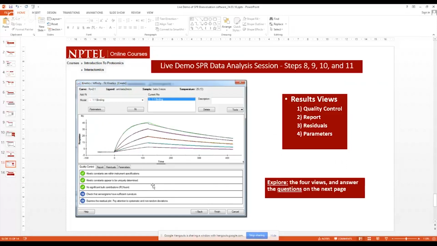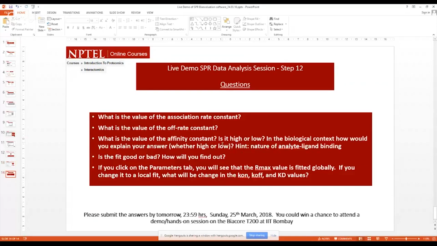So please do explore all these views, and then you can answer some of these questions. We would like you to submit the answers to what is the value of the association rate constant that you see, what is the value of the off rate constant, what is the value of the affinity constant, is it high or low? In the biological context, how would you explain your answer? If you see high, why is it high? If it is low, why is it low? Is the fit good or bad, and how will you find out?